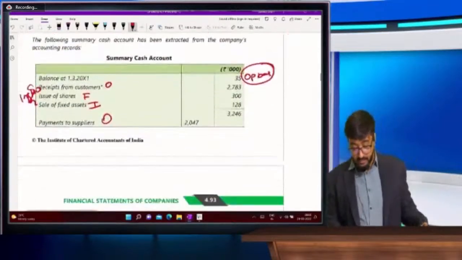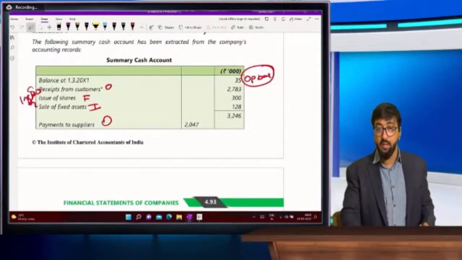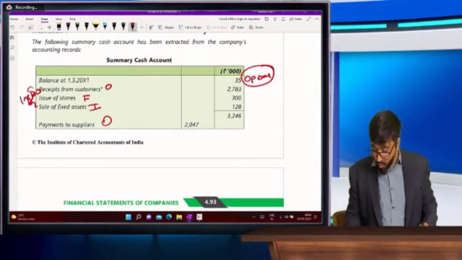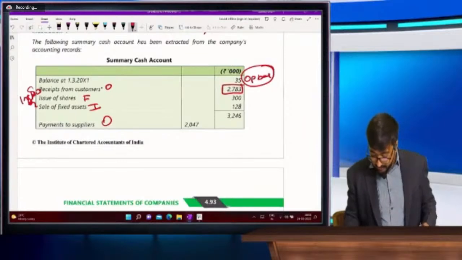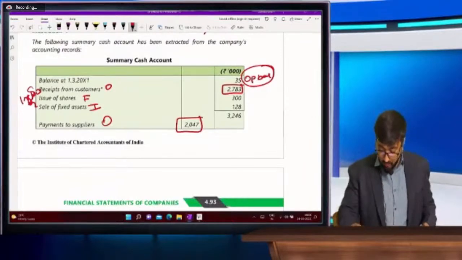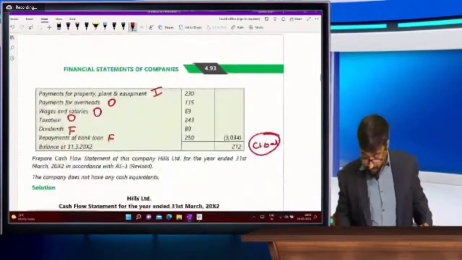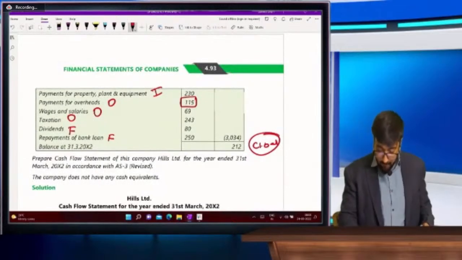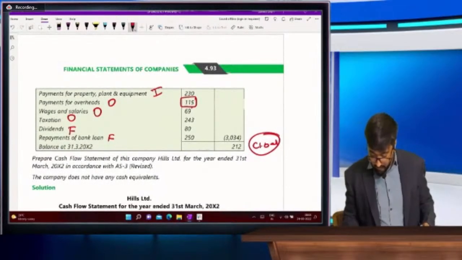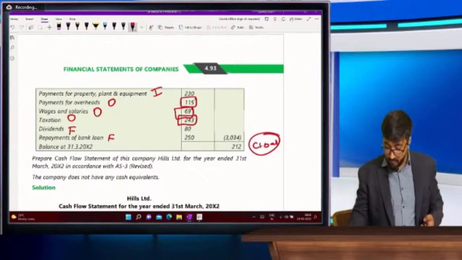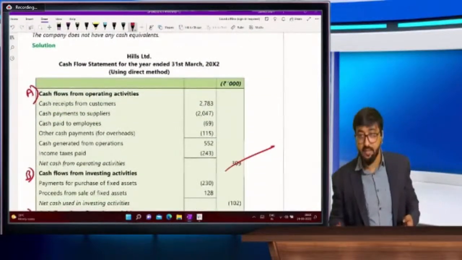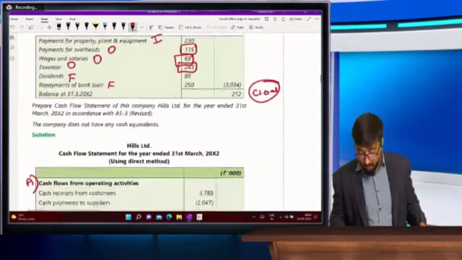So now, yes, we will do it on calci only. Inflows, we will add it. So O is 2783. 2783, then minus 2047, then minus 115, then minus 69, and then minus 243. 309. Yes, 309 we are going to consider for operating.